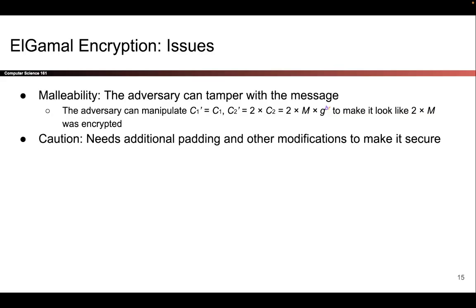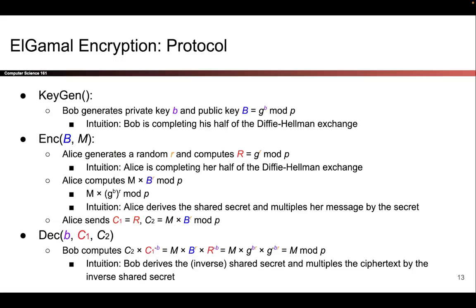ElGamal encryption is vulnerable to an attack like this, and as an example, we can show you how Mallory is able to cause Bob to decrypt to a value that is twice the original value. If we go all the way back to the encryption scheme, let's say that Alice sends the ciphertext, which is two values. It's the big R value, which is part of the Diffie-Hellman exchange, and then it's the message multiplied by the shared secret. Now, if Mallory takes this ciphertext, intercepts it, and replaces C2 with 2 times C2, so whatever value it is in the ciphertext, she takes that value and doubles it.